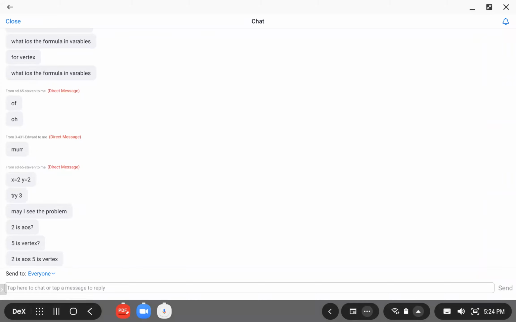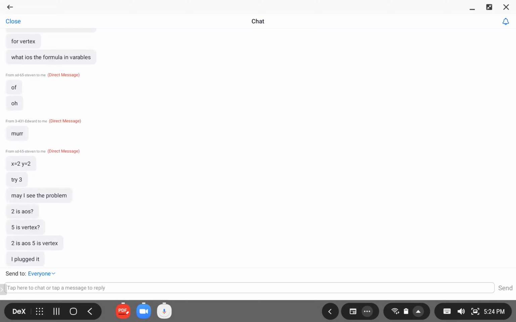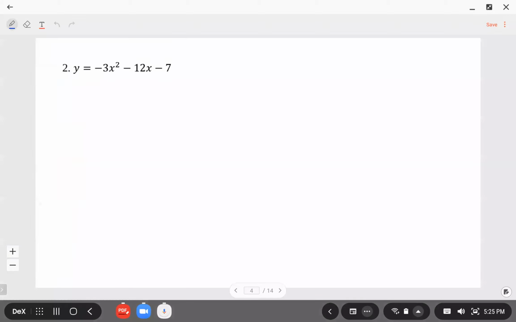Okay. The AOS is 2 and the vertex is 5. Okay, 5 is not the vertex. Well, it probably is the y coordinate of the vertex, but for the vertex, it has 2 coordinates. So I apologize if I didn't make it clear earlier. Vertex is going to be a set of coordinates. So it's probably like 2, 5, because the AOS is basically the x coordinate of the vertex. But I think you're still correct. Good job. Okay, so any more answer, people?